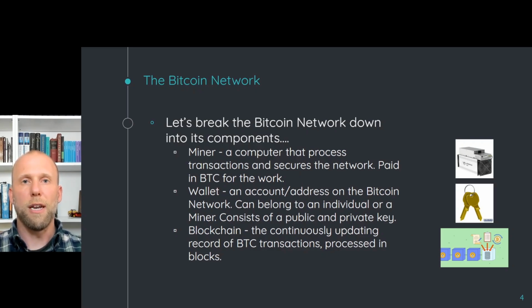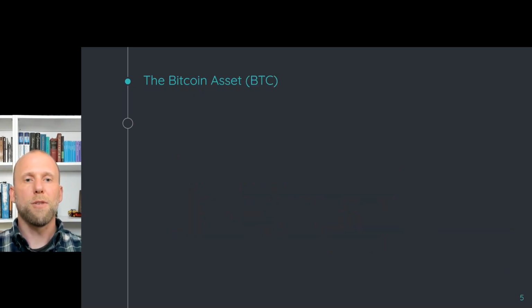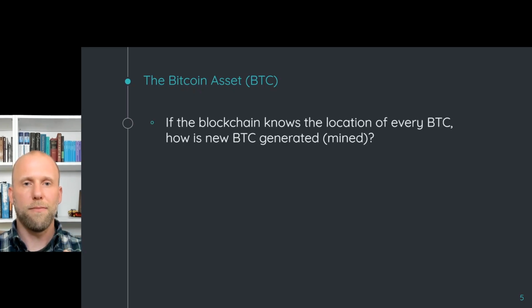So that's what a blockchain is. It's not too complicated. Now let's talk about specifically the asset. The asset is what's being tracked by the ledger. The Bitcoin ledger is not tracking dollars or any other asset. It's just tracking Bitcoins and who has them.